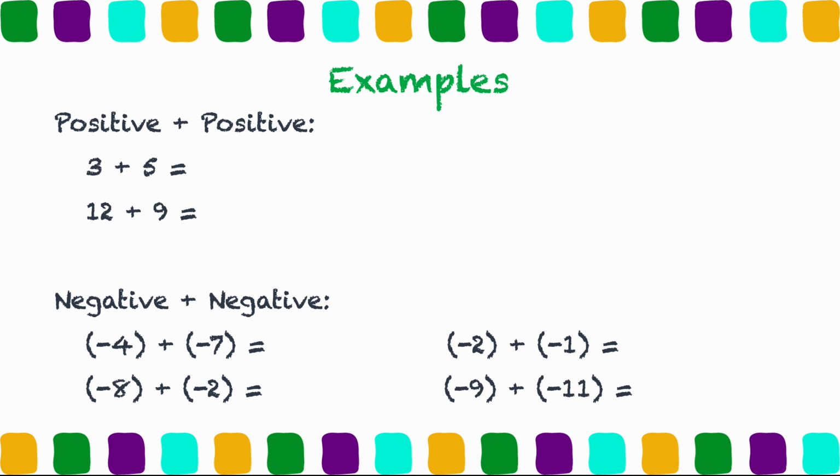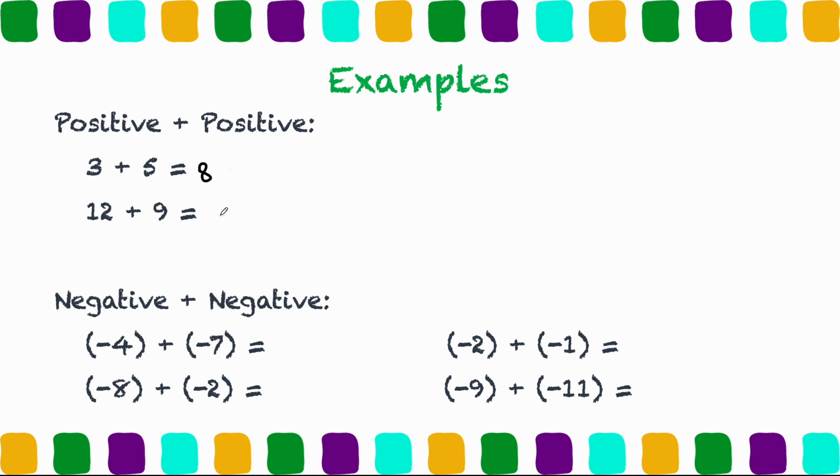Now we'll be doing some examples. The first of which is we would be adding two positive integers. Now remember the rule says if we are to add two numbers which are positive, our sum will also be positive. So in this case we have positive 3 and positive 5. Our answer will indeed be positive 8.